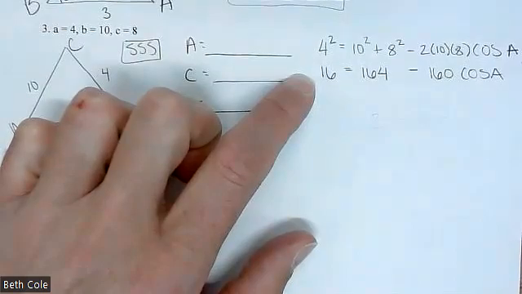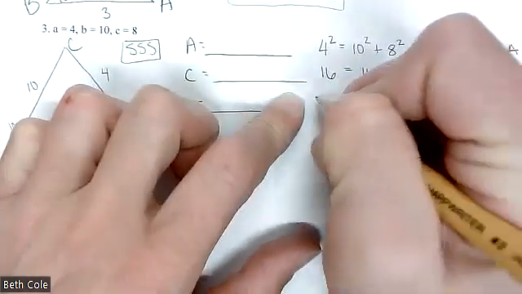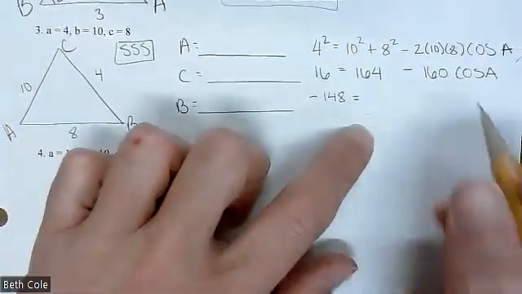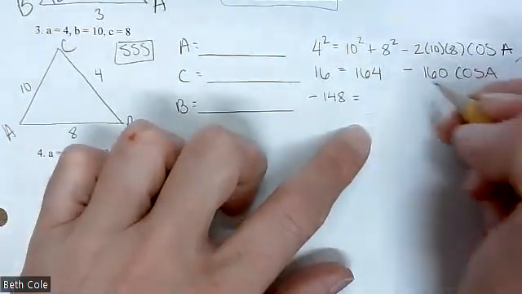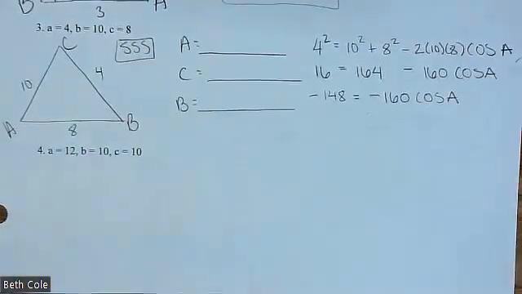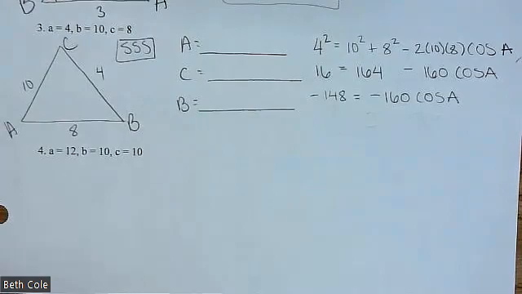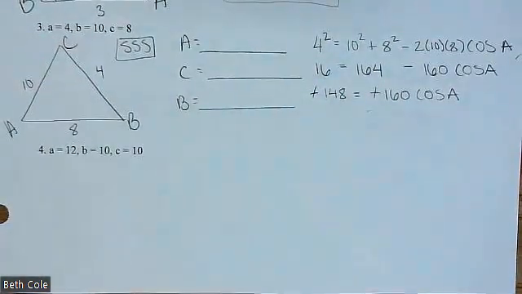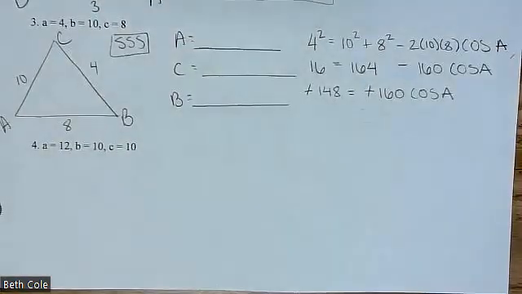So we're going to do 16 minus 164. If you're like, hey, Miss Cole, that's negative, I know. It's going to be okay because what's left on this side? Negative 160 cosine A. And then what happens to the negatives? They cancel. I love that you're using the good vocabulary. It will always happen that way. You will get 2 negatives and then they'll cancel out.